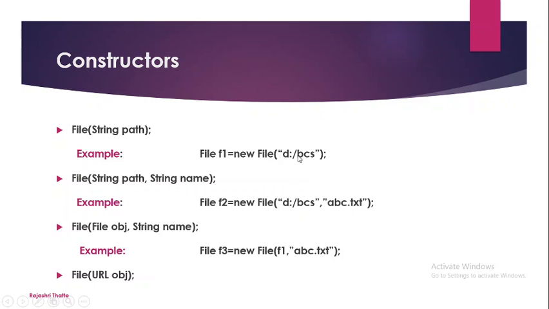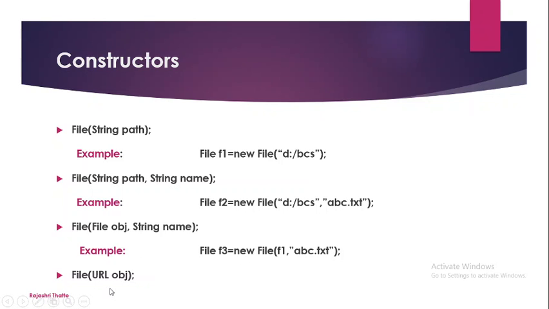In f1 I am having d:/bcs. This is available in f1. Instead of writing this completely, I have used an already existing object, and I am referring to the same file abc.txt. So we can refer to any of the files available under the directory. So like this, any of the constructors we can use.